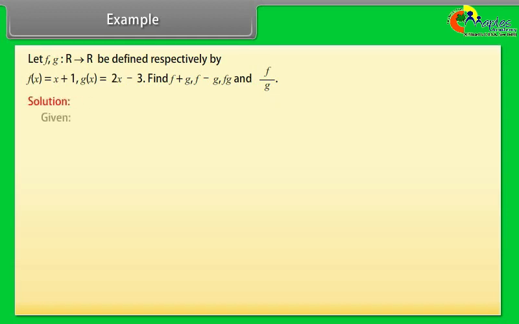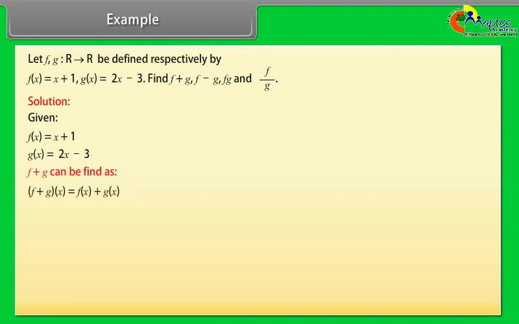Solution. Given f(x) = x + 1, g(x) = 2x - 3. f + g can be found as (f + g)(x) = f(x) + g(x) = x + 1 + 2x - 3 = 3x - 2.